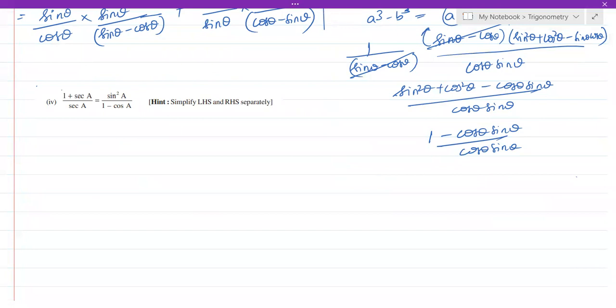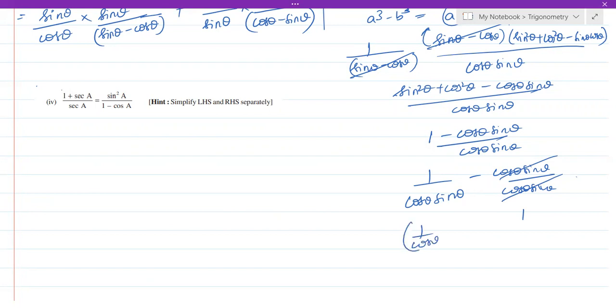If you observe the denominator, there is only one term. You can give it to both the terms in the numerator. 1 divided by cos theta sine theta minus cos theta sine theta by cos theta sine theta. Cos theta sine theta, cos theta sine theta gets cancelled. So we are left with 1. And 1 by cos theta sine theta can be written as 1 by cos theta into 1 by sine theta, isn't it? What is 1 by cos theta? Secant theta. What is 1 by sine theta? It is cosecant theta minus 1.